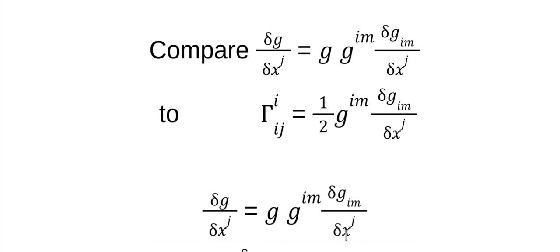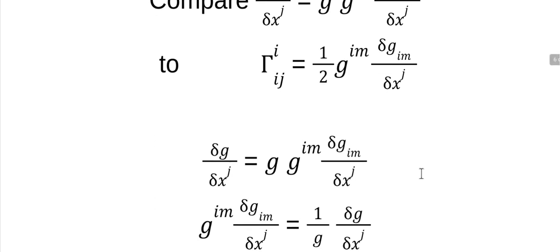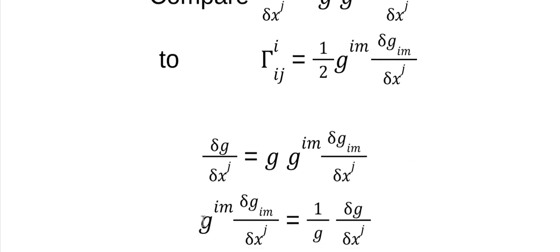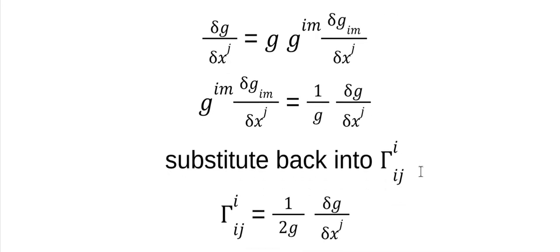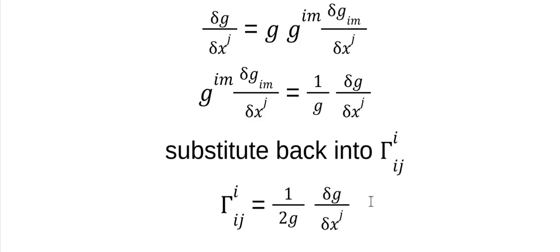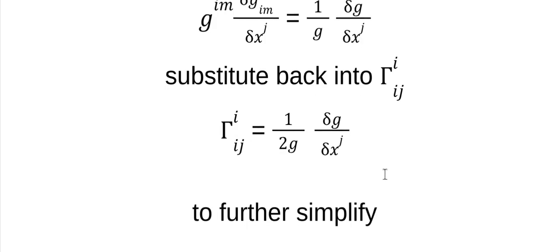All right, so let's take this equation here. Let's take that to the other side, divide through by g. And so we've isolated this. Now we can substitute that back in for the Christoffel symbol and get this equation. Now this is a perfectly good equation. It's not that hard to use, but as I've said before, mathematicians cannot stop here. They have to keep going. So we will too.